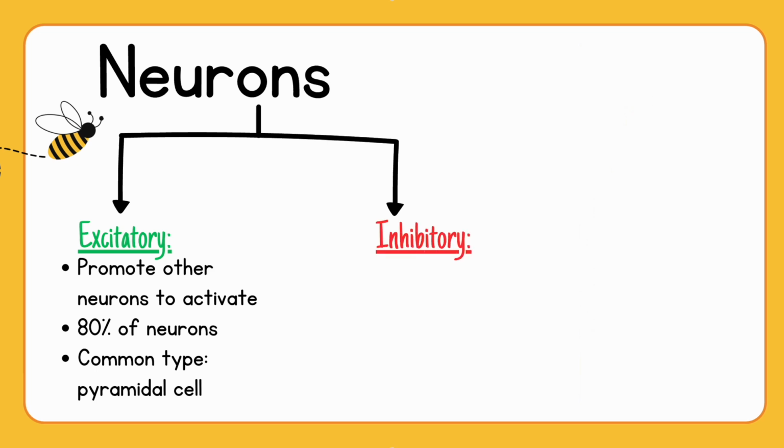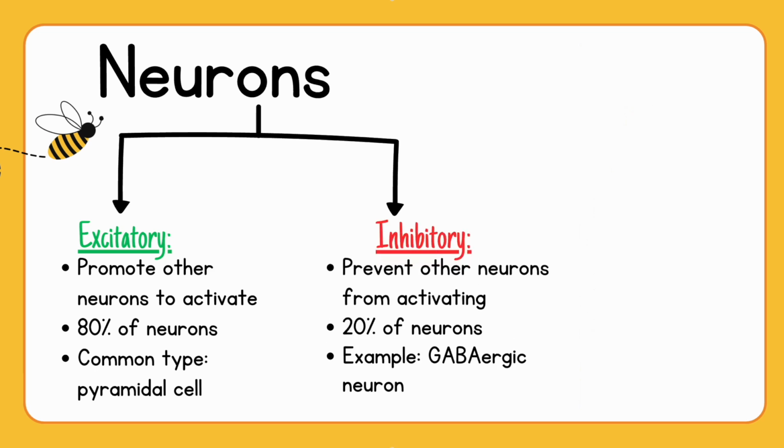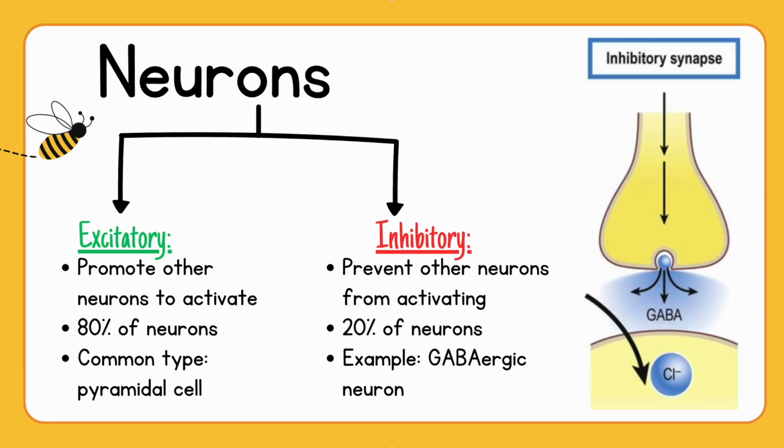The other type of neuron is an inhibitory neuron that prevents other neurons from activating. 20% of neurons are inhibitory, and an example of an inhibitory neuron is a GABAergic neuron. So this is what an inhibitory synapse would look like. GABA stands for gamma-aminobutyric acid, and it allows for a negatively charged ion to enter into the receiving neuron to prevent it from getting closer to an action potential.